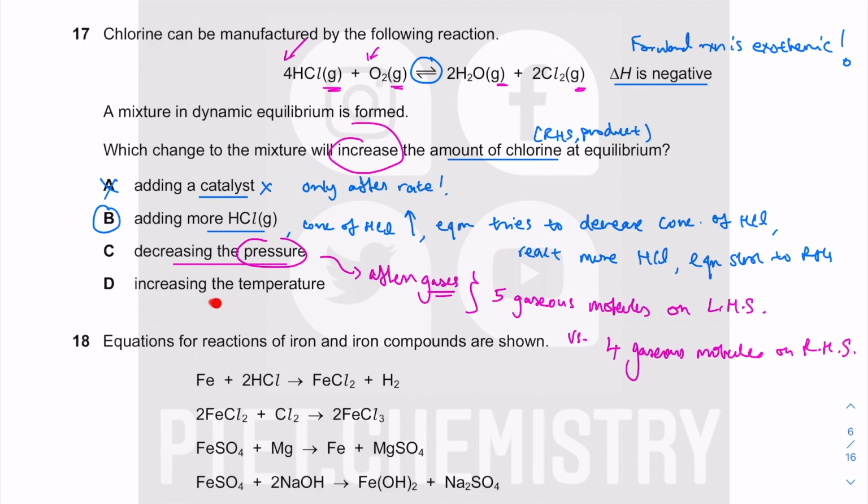Alright, in terms of temperature, I'll just explain this. The forward reaction is exothermic, that's why it's negative. Forward reaction releases heat energy. So it releases heat energy going forward. When you increase temperature, the system will try to release less heat, because it wants to try and decrease the temperature. It will release less heat, and when you release less heat, it will shift to the left, it will shift backward, and therefore you get lesser Cl2, and that's why D is also the wrong answer.